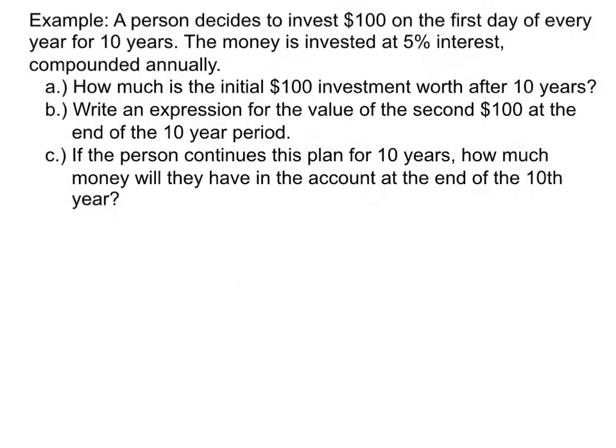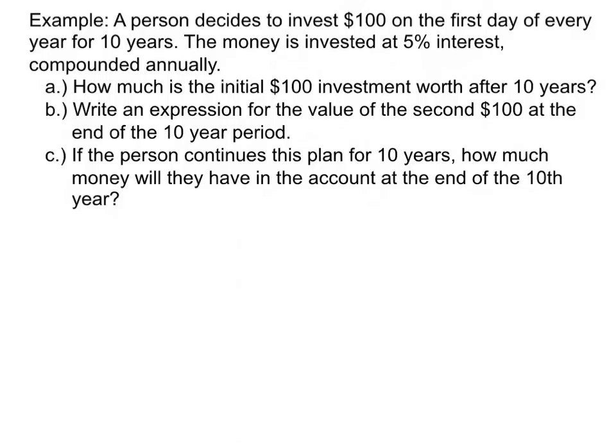So the setup. A person decides to invest $100 on the first day of every year for 10 years. So presumably they'll put in $100 on January 1st of 2013, and then another $100 on January 1st of 2014, and then another $100 on January 1st of 2015. They keep doing that for 10 years. The idea is that the money is invested in some bank that gives you 5% interest compounded annually.